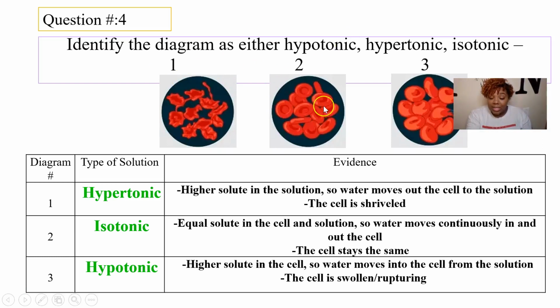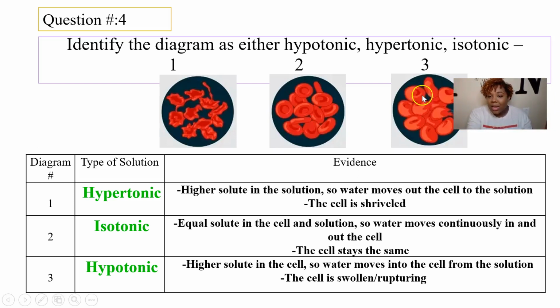All right, the second one is isotonic. And this is where it's equal. So the cell stays the same, nothing changes about it. Sorry, the solute is equal in both the cell and the solution, which means the cell stays the same, right? As one enters, one leaves, and that is equilibrium.